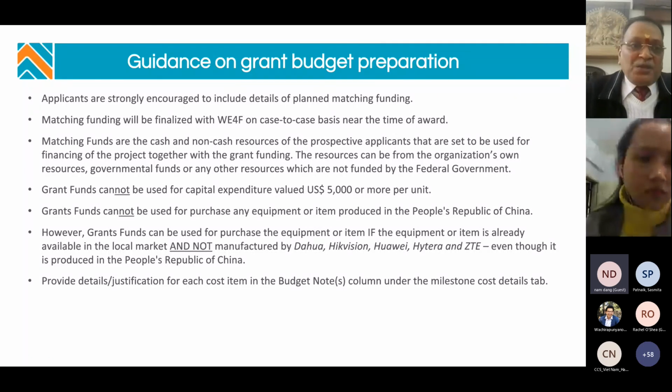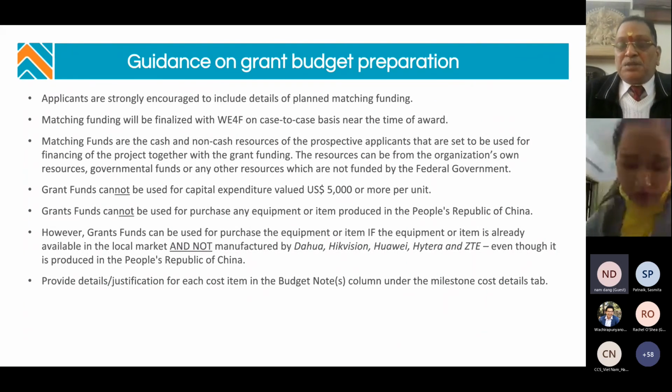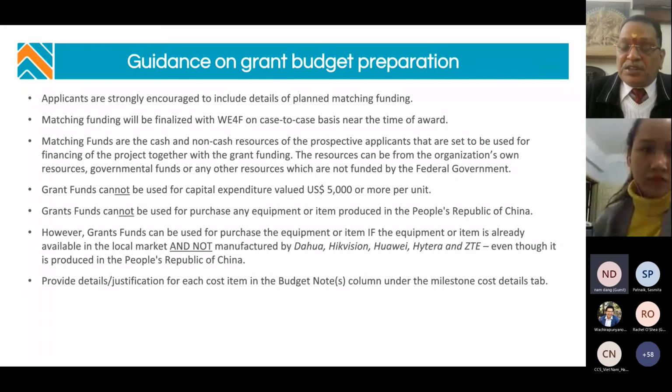Here we'll be talking about some of the important guidance on the grant budget. We strongly recommend you include details of your matching funding, like what matching funding you are planning to show as a contribution from your organization for this grant. And for matching funding, we have not defined a fixed amount; it will be finalized on a case-to-case basis near the time of award.